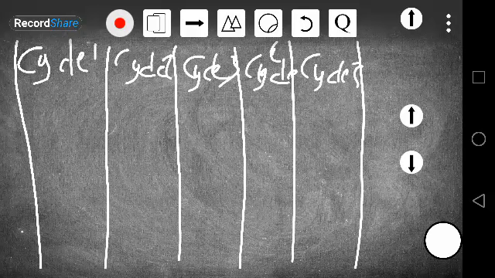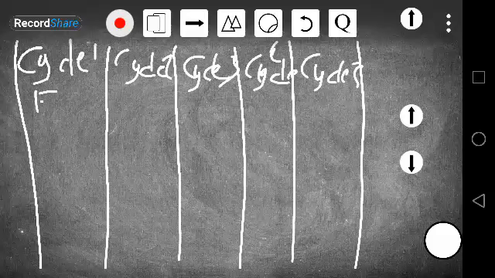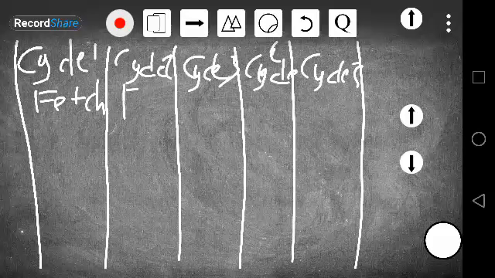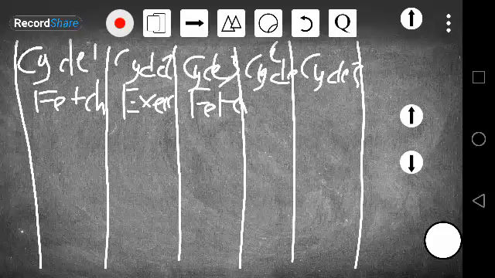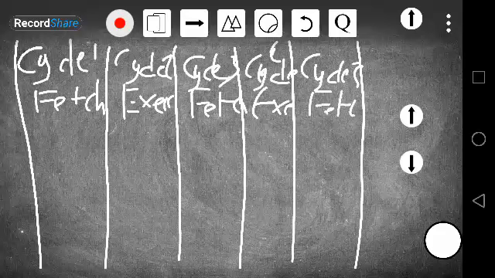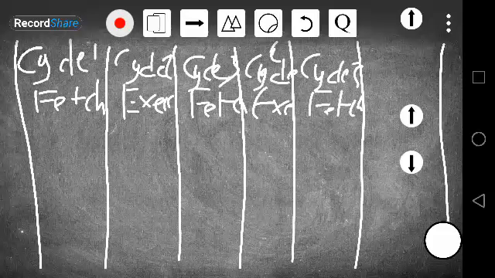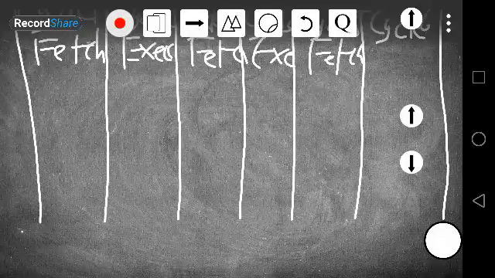Okay, so we are saying with the von Neumann, we can fetch the instruction and execute the instruction. Then you fetch the instruction again, you execute. You fetch again, this is cycle 6, you execute.